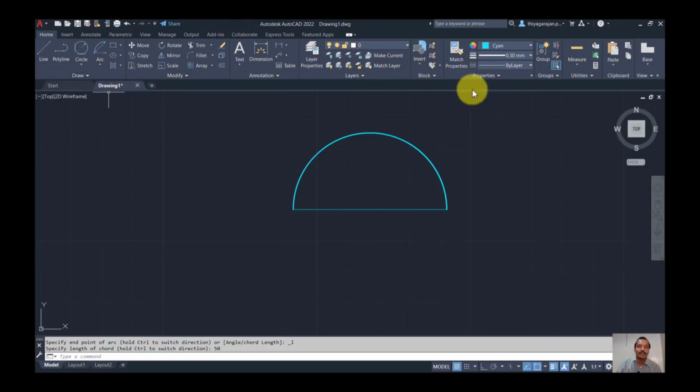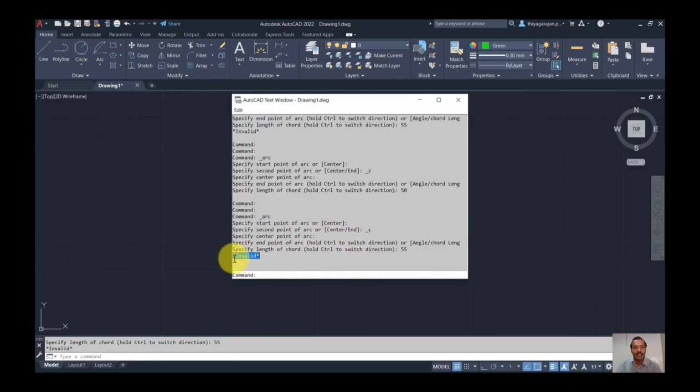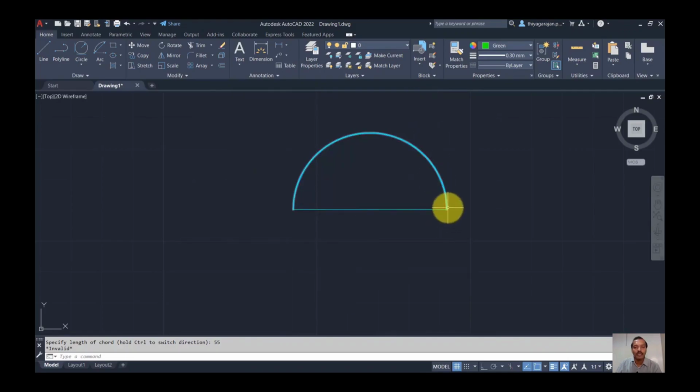So let me try above 50. Same start point, same center point. Let me give 55. What is happening here? It says invalid. Why is it invalid? The distance between the start point to the center point is 25 mm, that is the radius. So the maximum length of the circle will be the diameter. So diameter is 50. If you give more than 50, the arc will not be created.